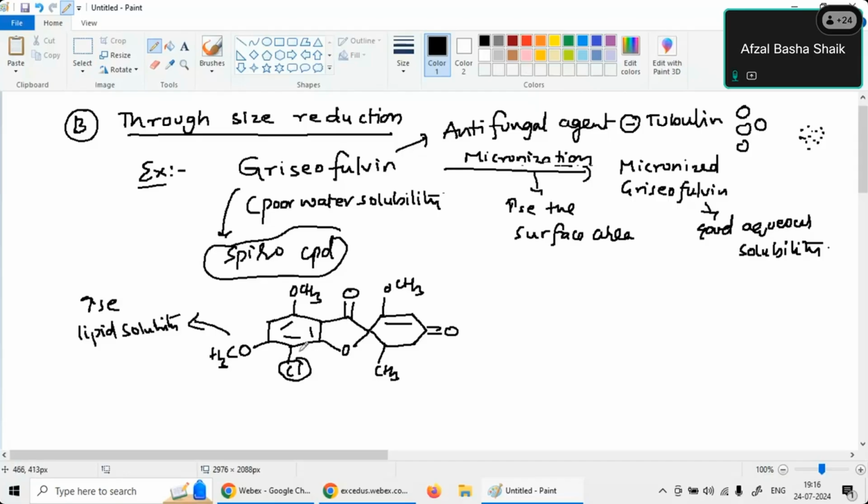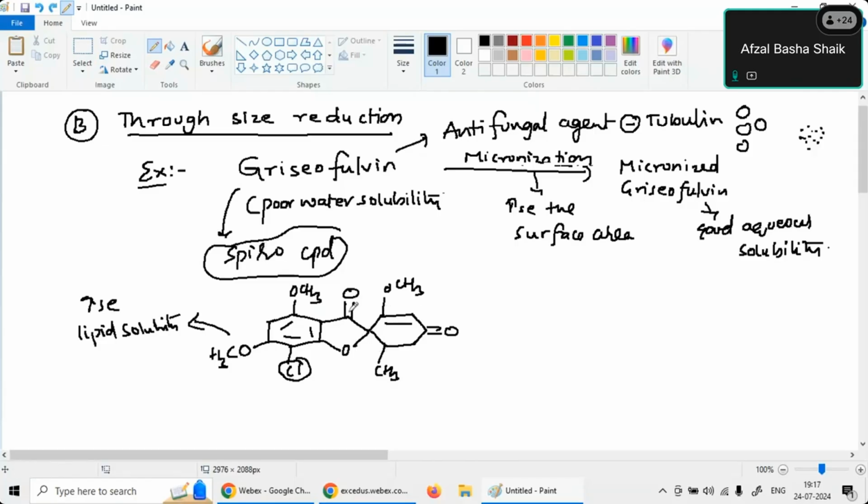And you also have what? Chlorine. And additionally, you have methoxy groups and a methyl group. And the number of polar groups is less. This is one of the important polar groups, and this is another polar group. And all these functionalities make this compound more lipophilic.